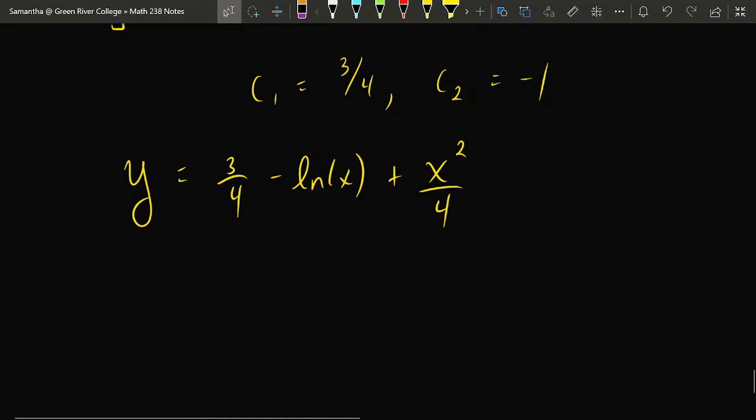That concludes today's material. We practiced using the variation of parameters formula to find particular solutions to Cauchy-Euler ODEs. Now we know how to completely solve any non-homogeneous Cauchy-Euler ODE or any initial value problem containing one of those.